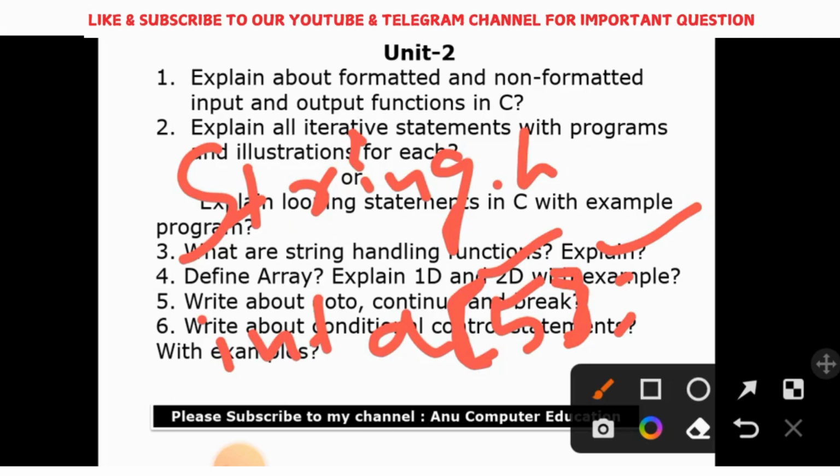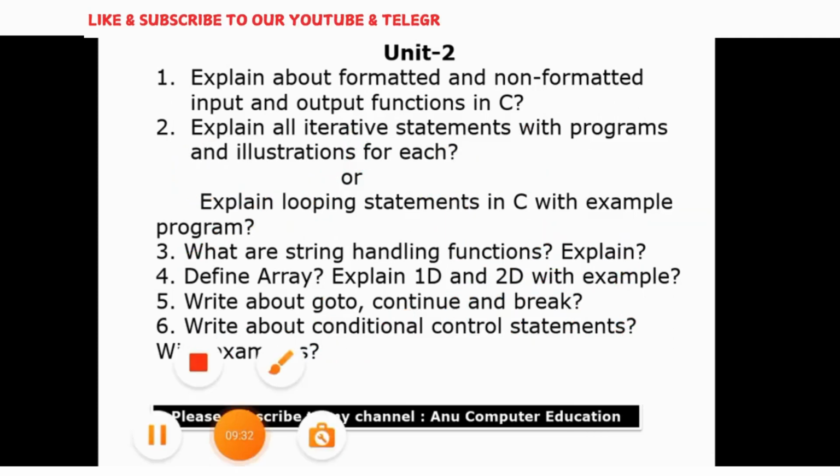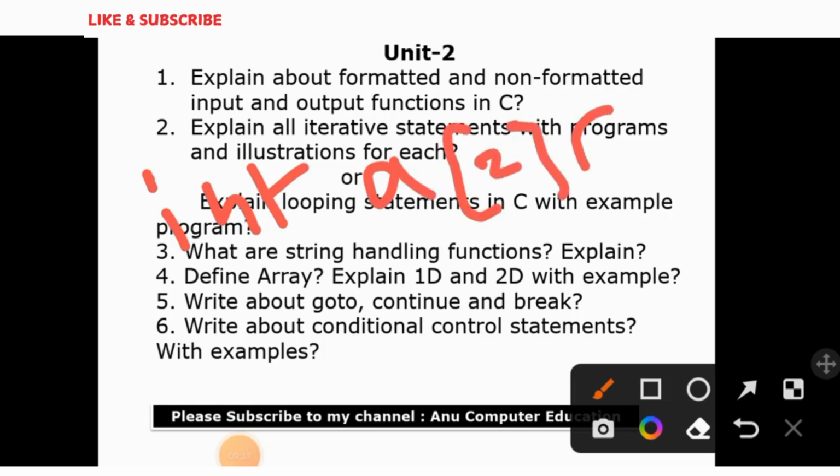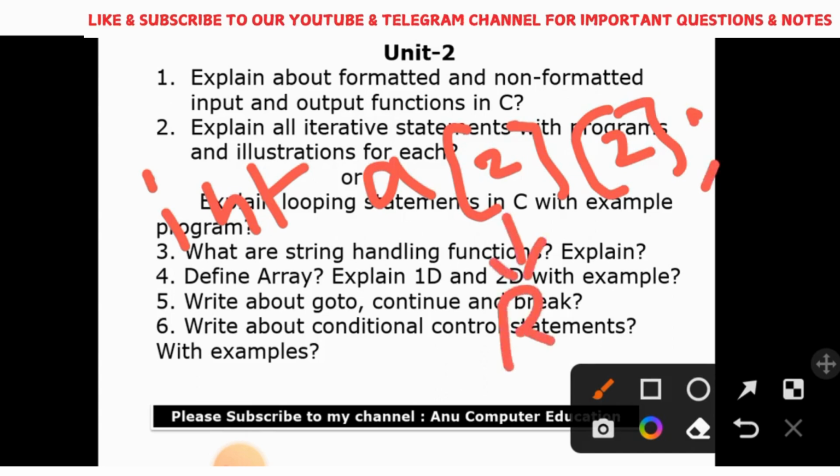Similarly, you can also create a 2D array. If it has two subscripts, two pairs of square brackets, then that is called a 2D array. For example, suppose I am writing int a[2][2]. So there are 2 rows and 2 columns. The first subscript indicates the row and the second subscript indicates the column. So in total I can store 4 values in this array. This is a 2D array example program.